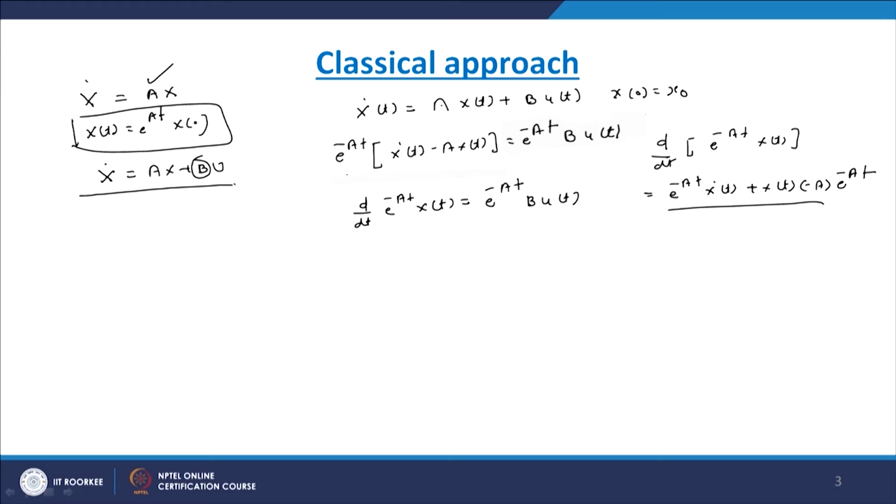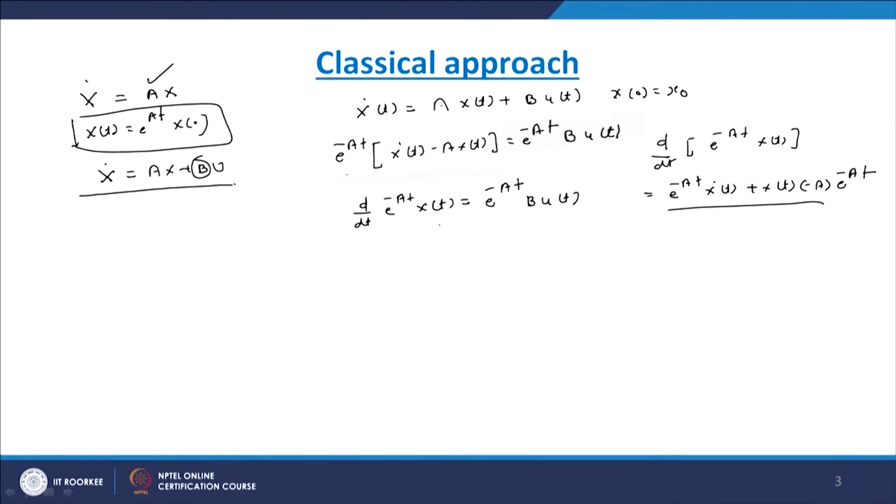Now, what have we done here? First of all, we multiplied by e raised to minus At on both sides, giving e raised to minus At B u of t. Then we wrote this equation like this, and finally this differentiation has come, e raised to minus At B into u of t. Now, our aim is to determine x of t. Here a differentiation has come, so the best option is that we integrate this equation. If we integrate the equation, definitely some term of x of t will come.